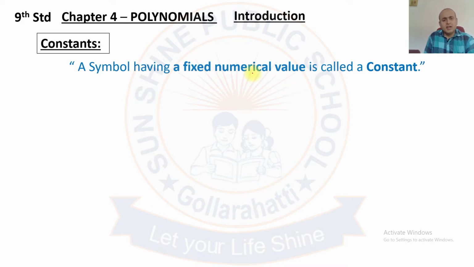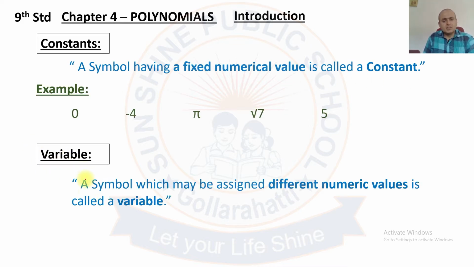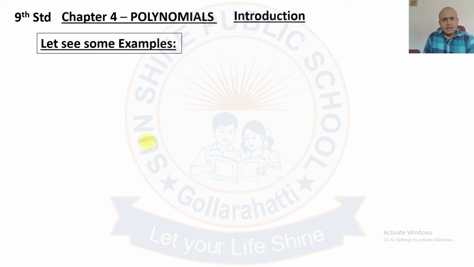So what are variables? A symbol which may be assigned different numerical values, which doesn't have a fixed numerical value, is called a variable. It varies from one problem to another problem. Let us see some examples.